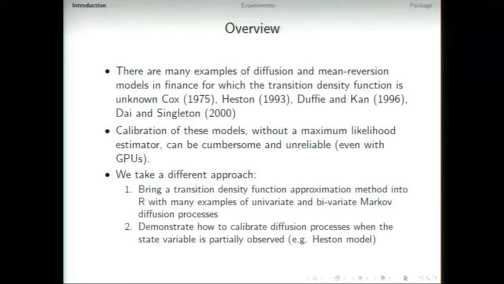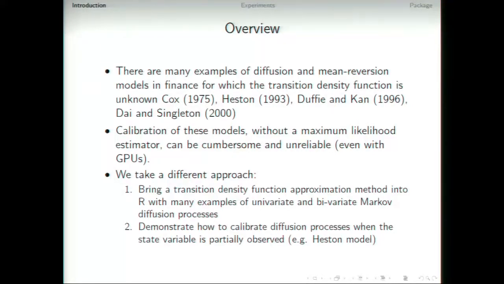And the key idea here is to bring some developments from a financial econometrician, who I'll mention in a moment, around approximating the transition density under some kind of transformation of the state space. And I'm going to show some examples with univariate and bivariate Markov diffusion processes, in particular the Heston model.